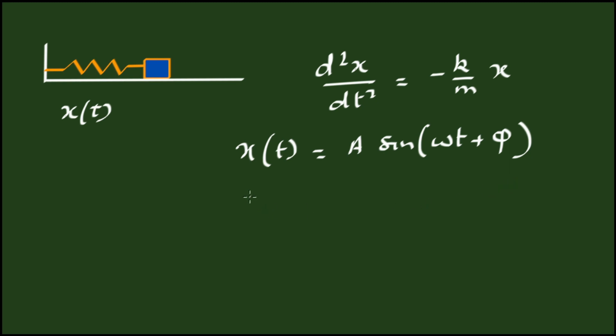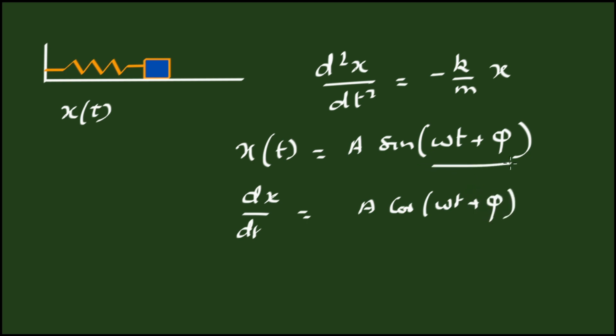Let's quickly verify this. The first derivative, dx by dt, is a cos omega t plus phi, where I have differentiated it with respect to the argument. The argument is the stuff in the brackets. Okay? But I want the derivative with respect to time. So by the chain rule, I have to multiply it by the derivative of the argument with respect to t, which is omega. Remember, phi is a constant.